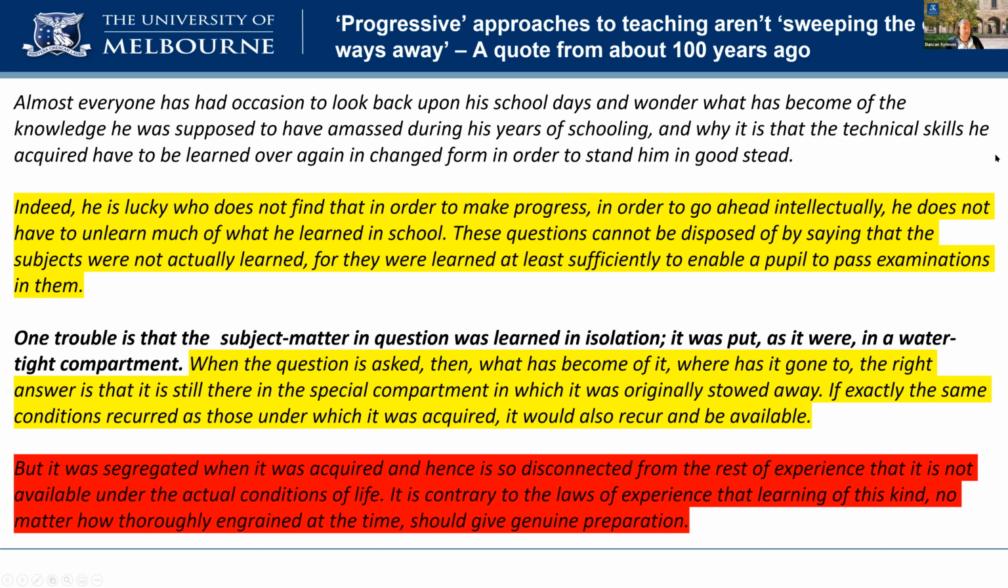If exactly the same conditions occurred as those under which it was acquired, it would also recur and be available. But it was segregated, it was pushed away when it was acquired, and hence it is so disconnected from the rest of experience that it's not available under the actual conditions of life when we actually might be able to use it. It is contrary to the laws of experience that learning of this kind, no matter how thoroughly ingrained at the time, should give genuine preparation.